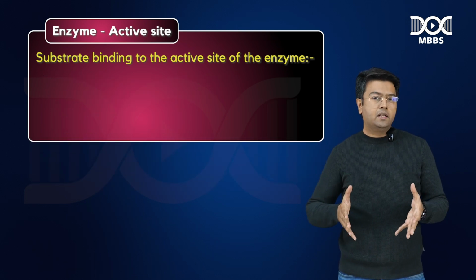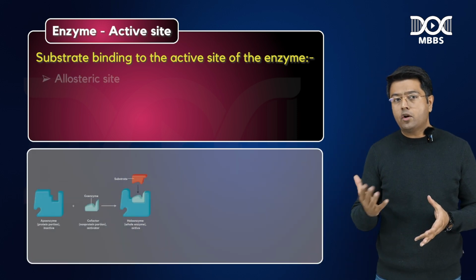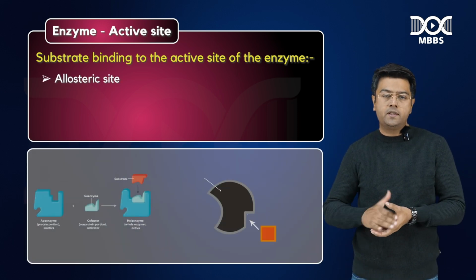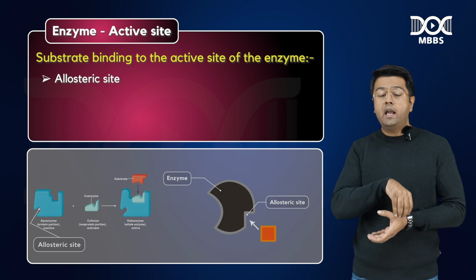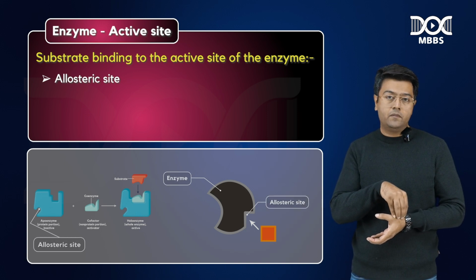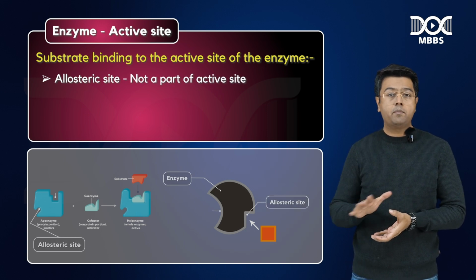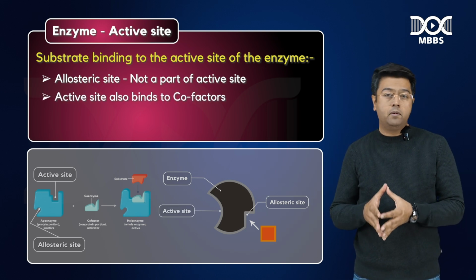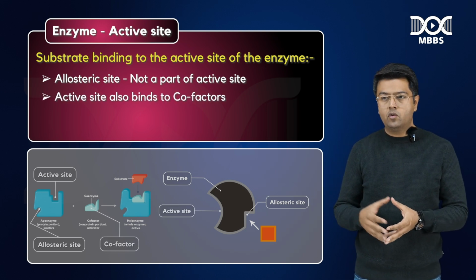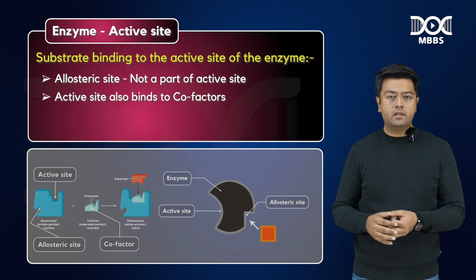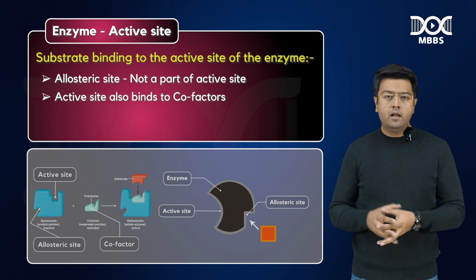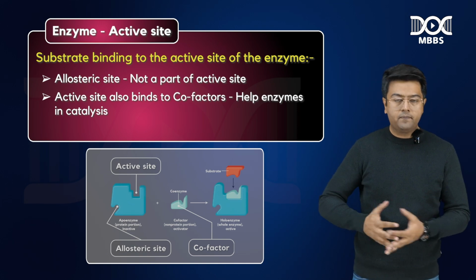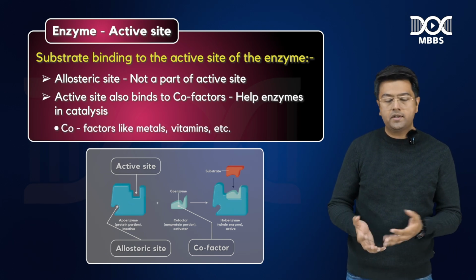Now, apart from the active site, we have a term called the allosteric site. They are different. Suppose this is the enzyme. The allosteric site may be present here, it may be present somewhere else. So that is not part of the active site at all. The active site may also bind to cofactors. Guys, cofactors we will talk about in a few minutes, but cofactors help the enzymes in their catalysis, right? Like metals or vitamins, etc.